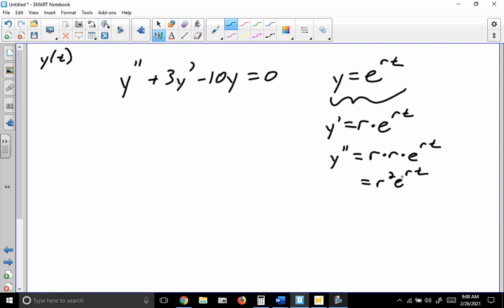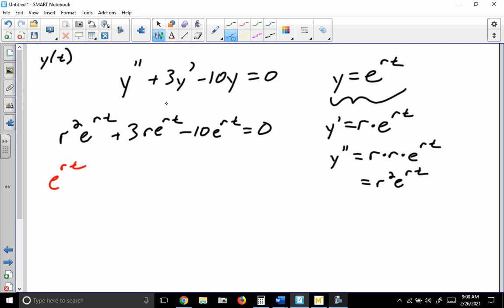So when we substitute this into our differential equation, we get r squared e to the rt plus 3 times our first derivative, r e to the rt, minus 10 times our function, e to the rt equals 0. Notice all three terms have e to the rt. So if we factor out e to the rt, we have r squared plus 3r minus 10 equals 0.